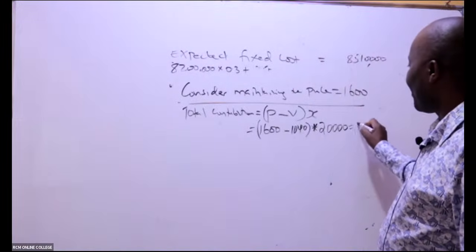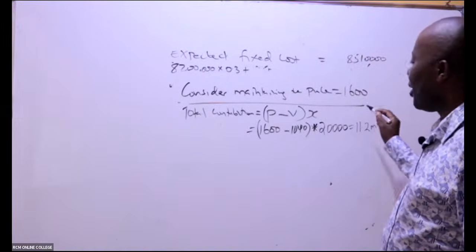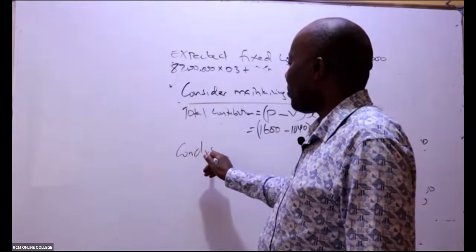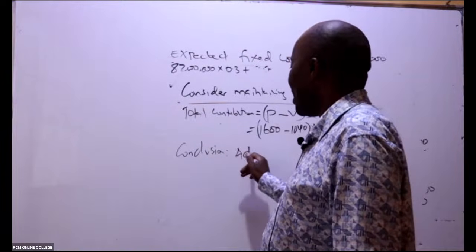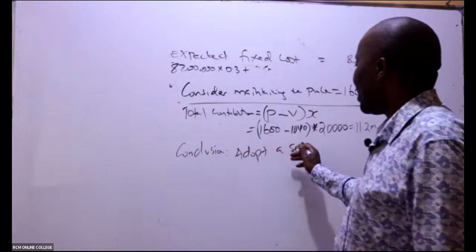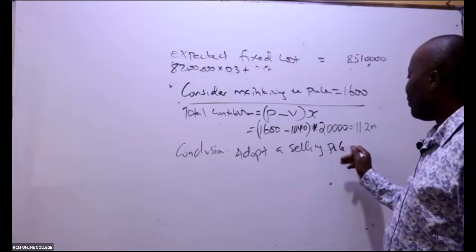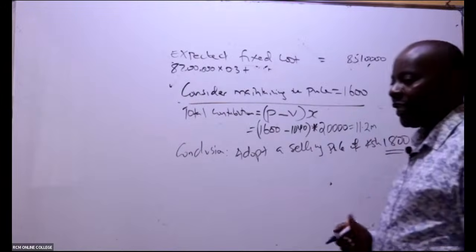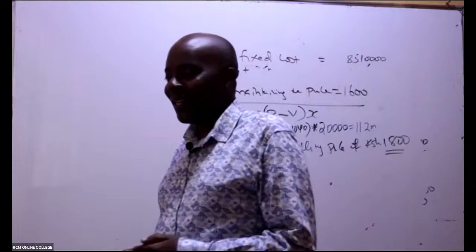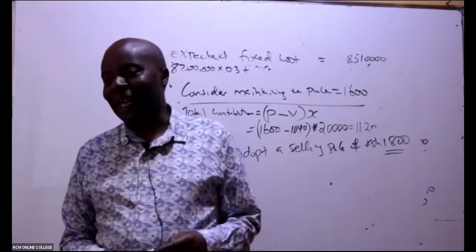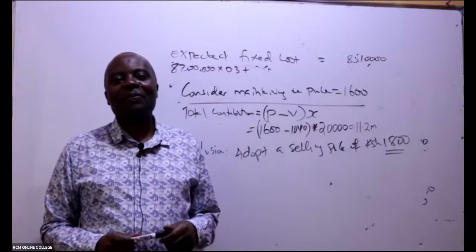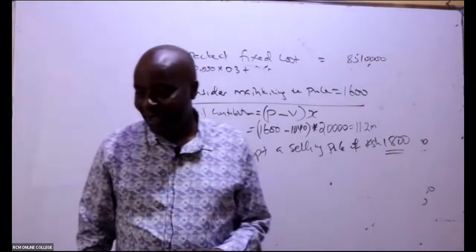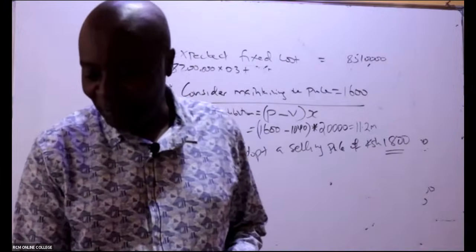11.2 million. So in conclusion, what are we telling these people? Yes, change selling price. In this case, adopt a selling price of Kenya shillings what here, somebody? Of Kenya shillings 1,800. Can I go to the next question now?